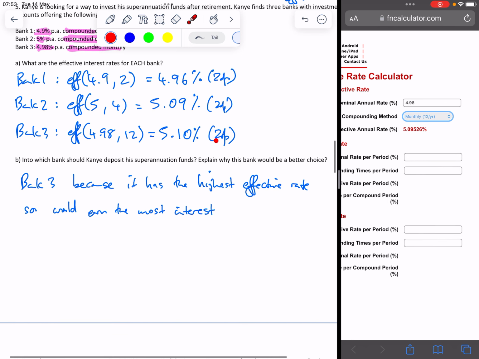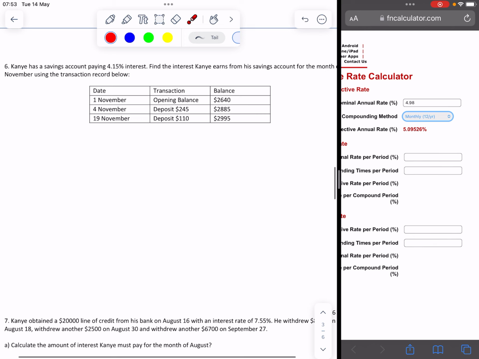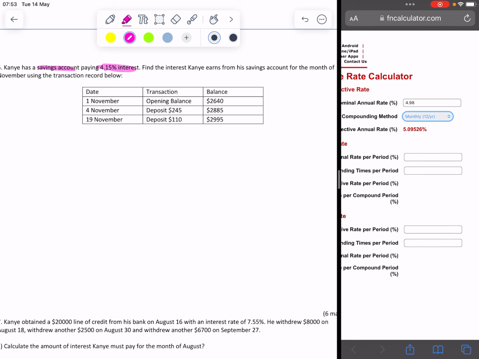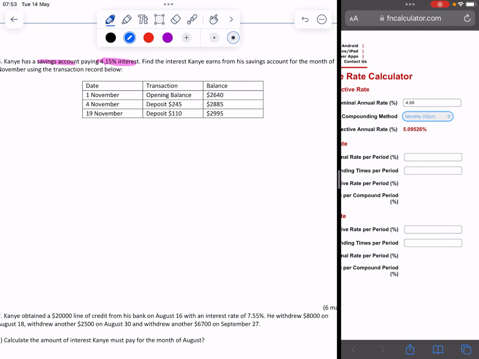Kanye has a savings account, so it's a savings account question, 4.15%. Find the interest he earns from his savings account for the month of November. All the information we need is in the table. Remember, simple interest on the daily balance. So T is going to be something over 365. And we need to do it for every different balance. There's 3 balances here, so 3 different calculations. Remember, it is for all the days inclusive of that balance.